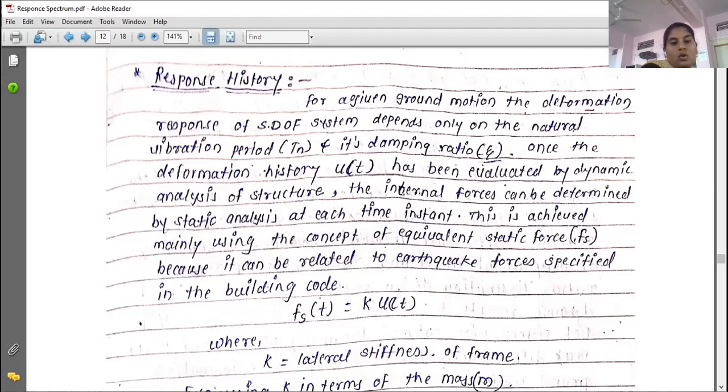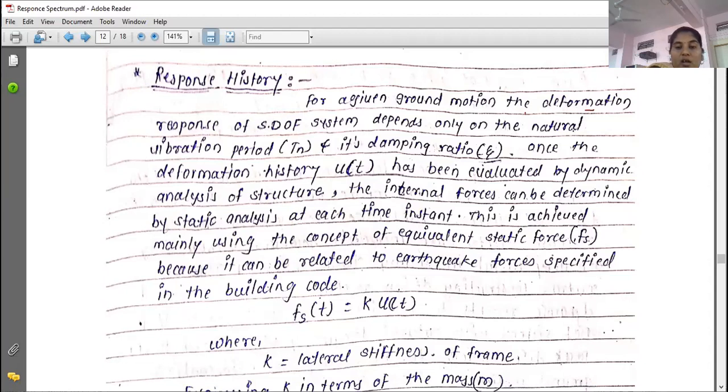Okay, and now we'll see what is the response of these different types of loading conditions with their history. So for a given ground motion, the deformation response of an SDOF system depends only on the natural vibration period Tn. We'll see how the deformation response of a single degree of freedom system depends on the natural vibration period Tn and its damping ratio zeta.